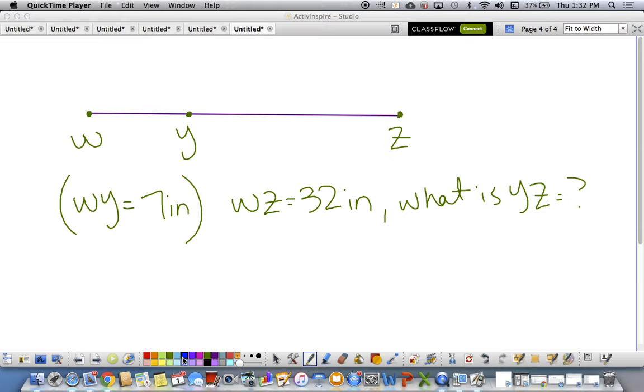So I gave you a piece, and I gave you the total. Does everybody have a number now? You've done some math. What did you get, Jackson? 25 inches. Units matter. I try to put them. Okay? How did you do that? I subtracted 7 inches. Yeah, you subtract the total, the big thing, minus the piece. Okay, that's the segment addition postulate.